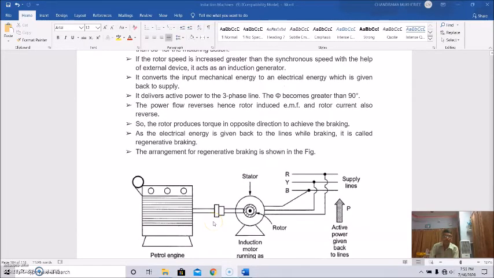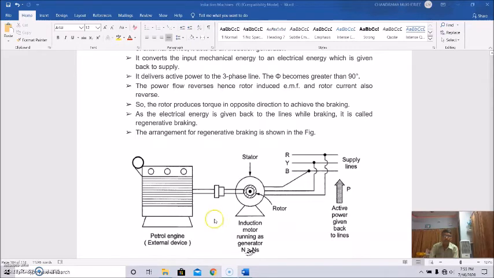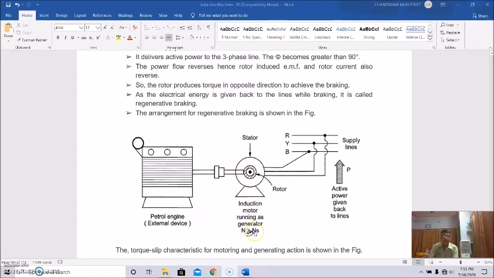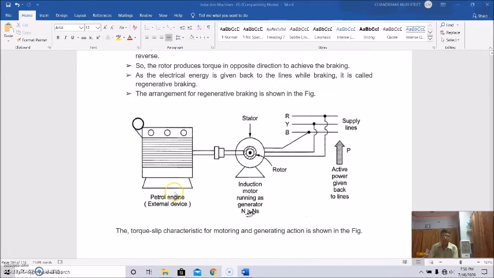So an arrangement is shown here. This is the arrangement for regenerative braking. This is the induction motor, which can be run as a generator, where its speed is greater than the synchronous speed. This is the supply line, which is connected to the stator of the induction motor. This is the load, a petrol engine, an external device. So basically this is active power given back to the line.